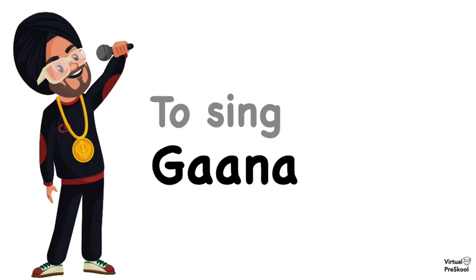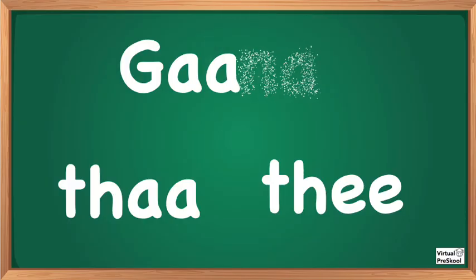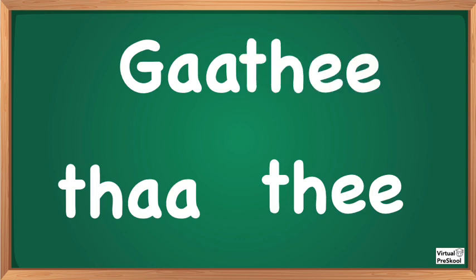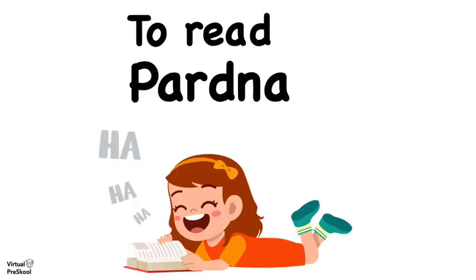So the first one is to sing, gana. What happens first? We use our lightsabers to chop off the na. And what are we left with? Ga. And now the word is incomplete and it needs an ending. What are the two new words we can make? Gata and gati. But this is an uncle singing, so what would he say? Gata.